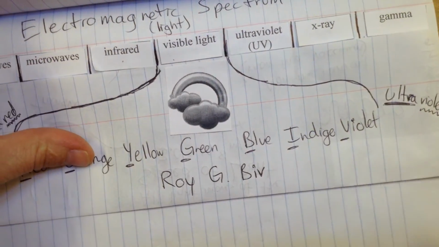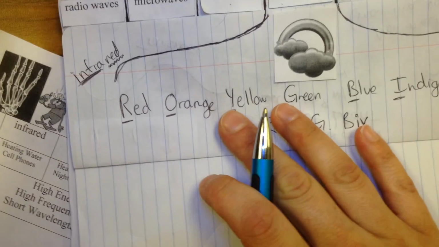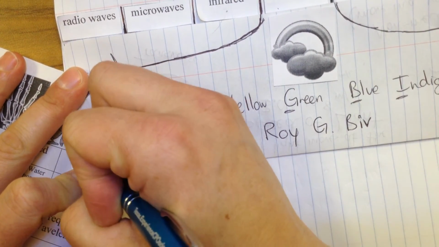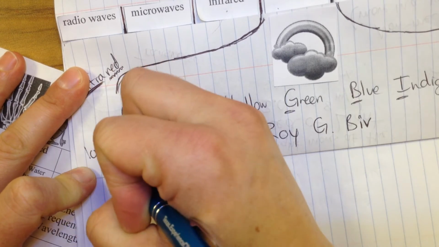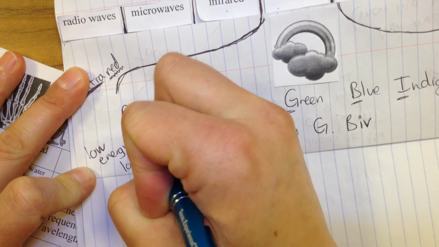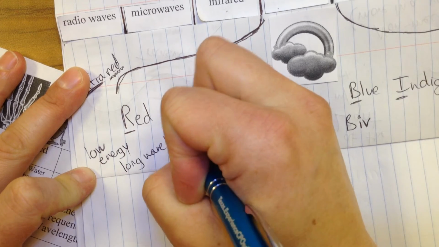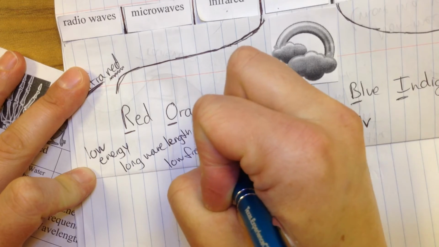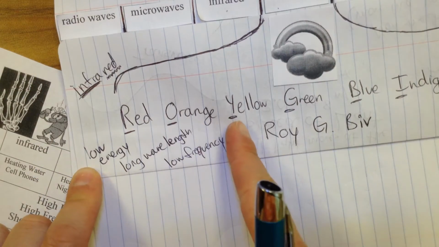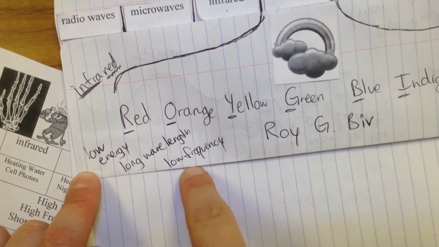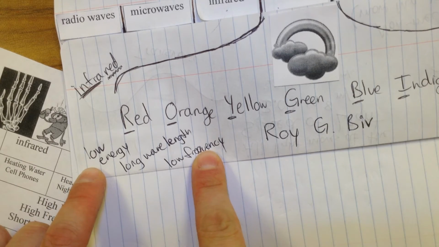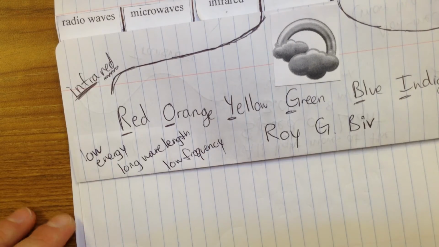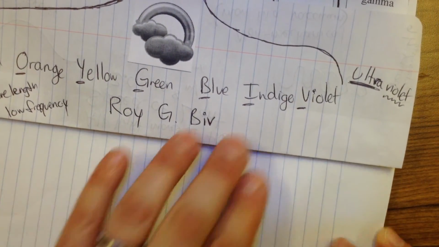This also applies to the light, the colors of the rainbow. Red is your low energy, long wavelength, low frequency light, and then orange, then yellow. So low energy, long wavelength, low frequency in this end of the rainbow. On the other end of the rainbow, violet.